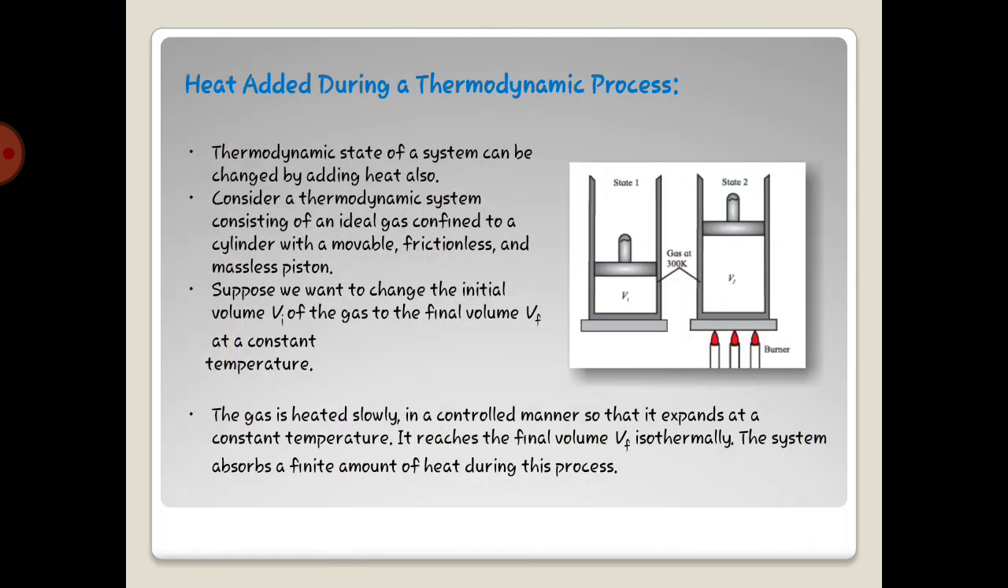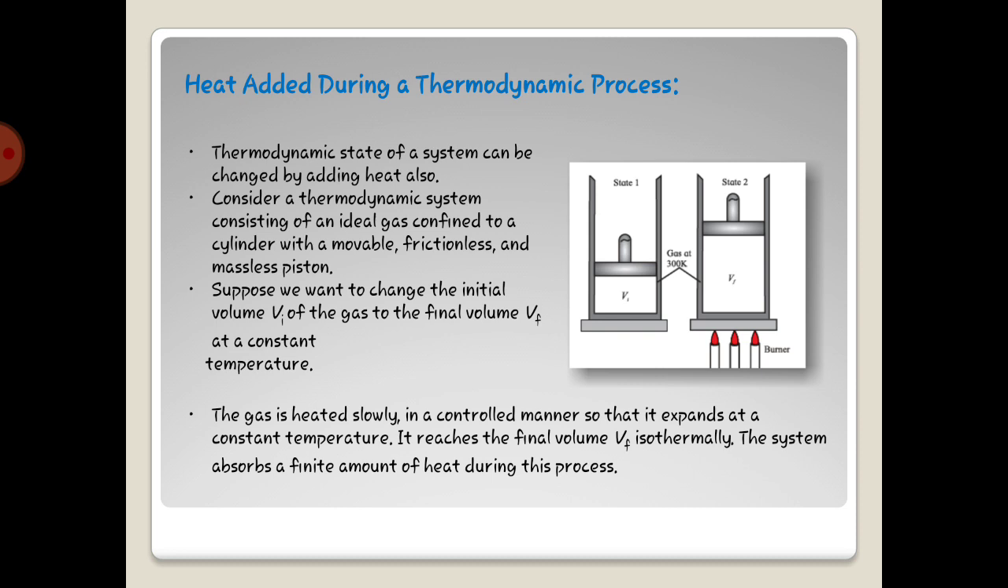Now let's move towards the next point, which is heat added during a thermodynamic process. Now, very simple point. I will explain it in very short period. As the heading itself says, heat added during the thermodynamic process. So, thermodynamic states of a system can be changed by adding heat to it. There are two methods by which we can change it. Okay, so by directly adding heat by burner or by putting that system into an insulated material.